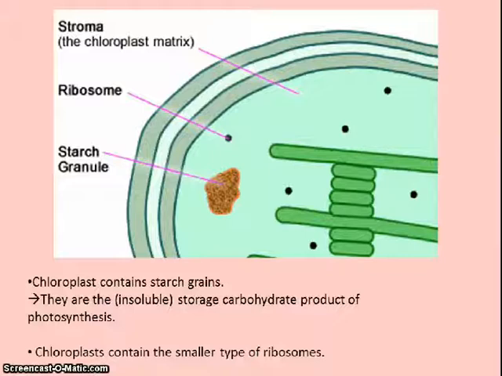Starch exists in the chloroplast in the form of tiny lumps called granules or grains. These are present because they are the insoluble storage carbohydrate product of photosynthesis. Chloroplasts also contain the smaller type of ribosomes, that is the 70S ribosomes, which is the same type as those freely distributed around the cytoplasm of prokaryotic cells.